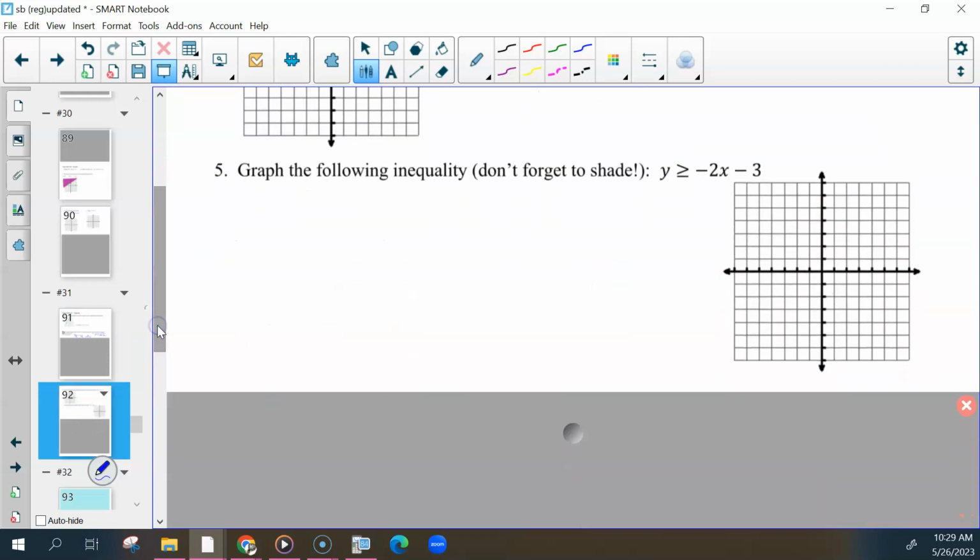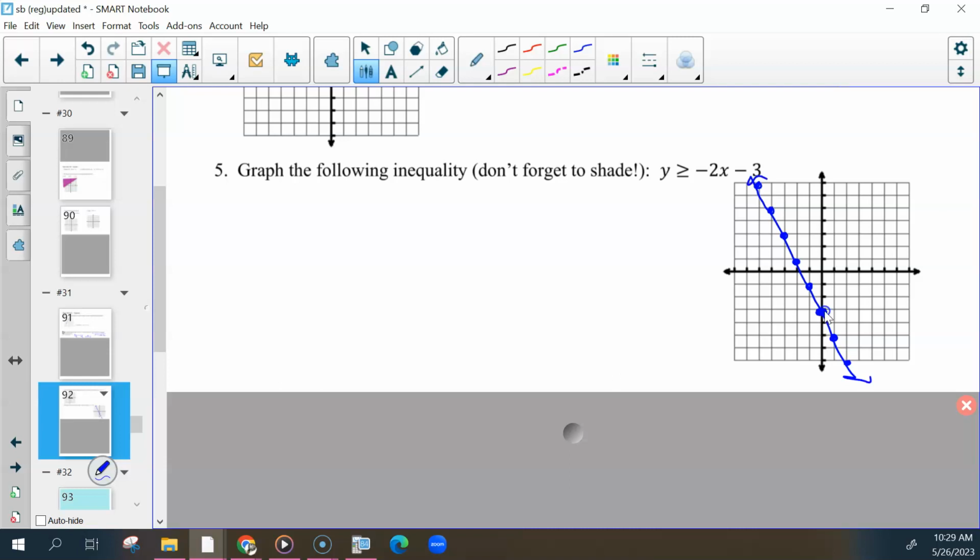Number 5. Going back to graphing inequalities, so graph it like a normal equation. Start at -3. Your slope is -2, so go up to the left one as many times as possible, and down to the right one as many times as possible. Then the greater than or equal to means it's a solid line, so we connect all the dots. Draw arrows at the end.